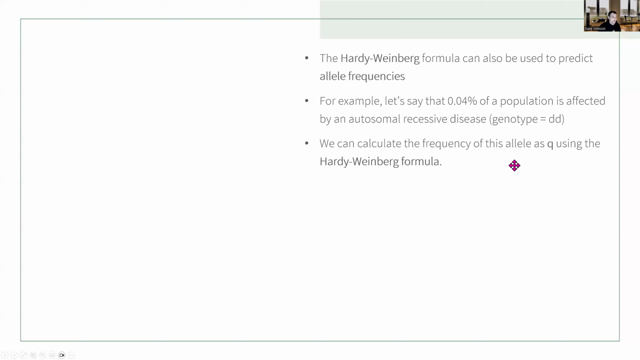All right, so we're going to calculate q this way. How do we do this? Well, we know that q squared is 0.04%, or 0.0004. That's the fraction of the population. Hopefully we understand that percentages are per 100, so to get the frequency we just divide by 100. Which means q squared is 0.0004, so q is the square root of that number, which is 0.02. Okay, so q is 0.02.